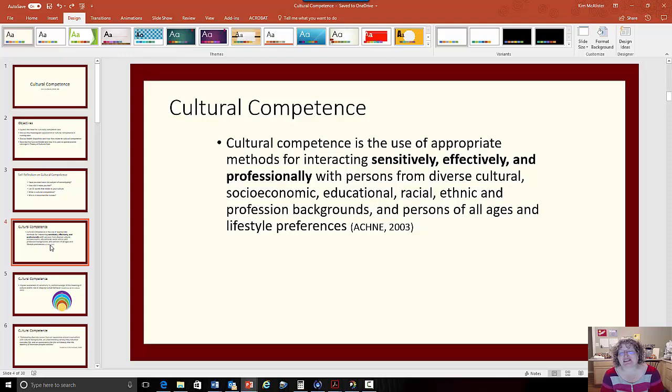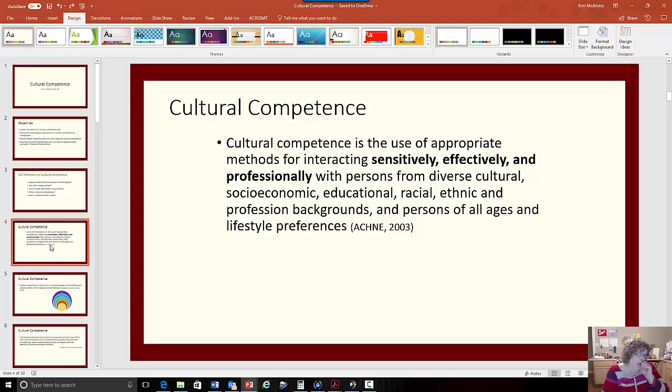So cultural competence is the use of appropriate methods for interacting in an effective way, in a way that's sensitive and that honors and recognizes the different life ways and meanings and significance of different events and concepts in the life of our patients. Our patients come from a vast array of different backgrounds, ethnicities, and races, and they have different ages. They may have different lifestyle preferences.